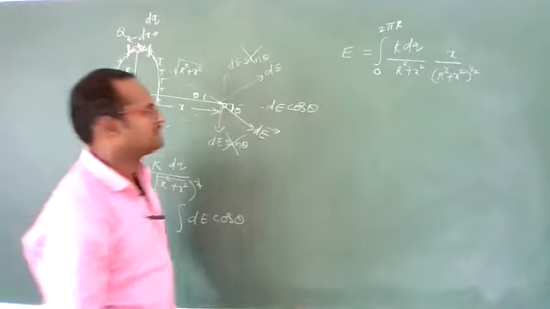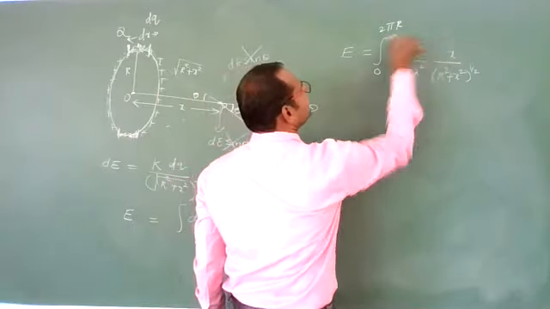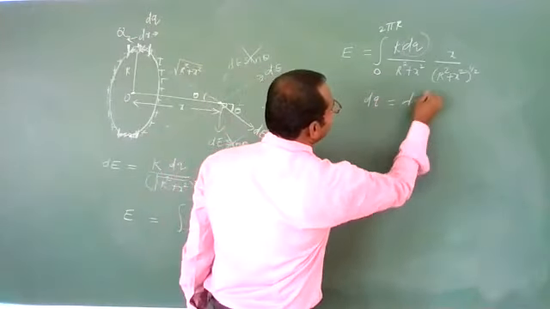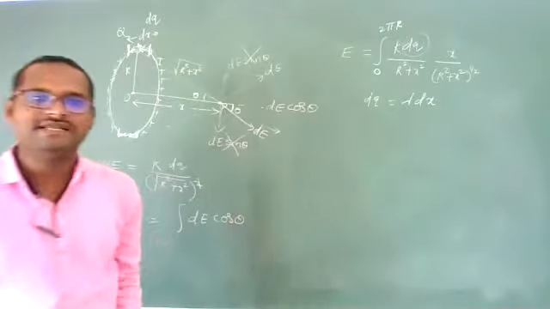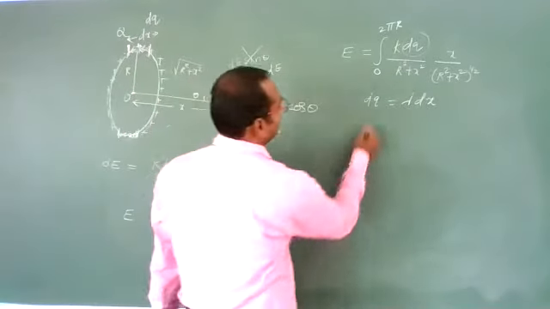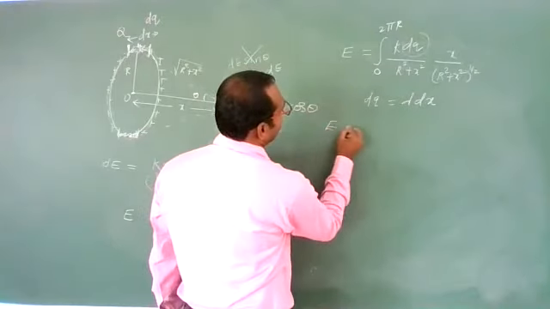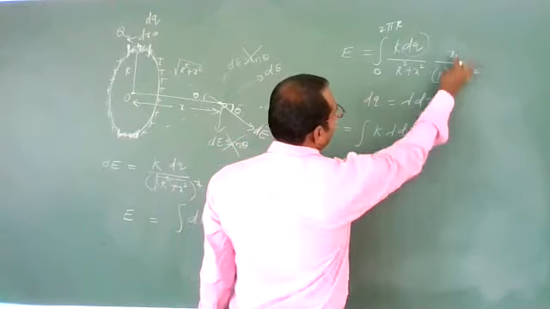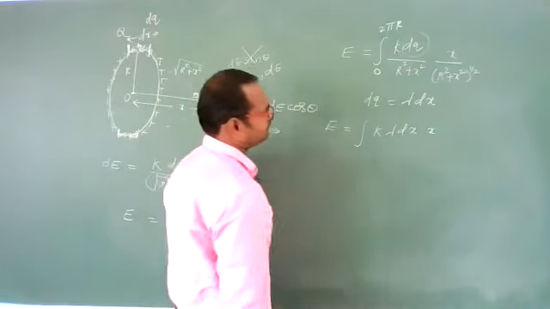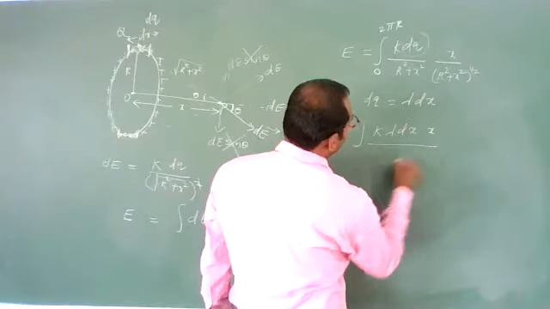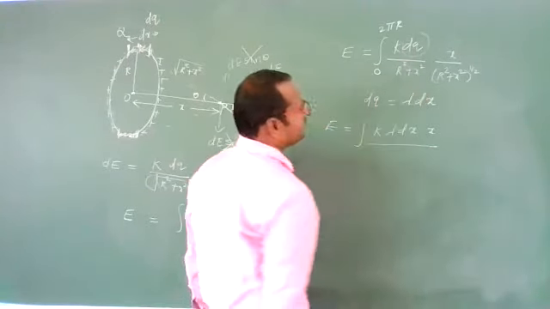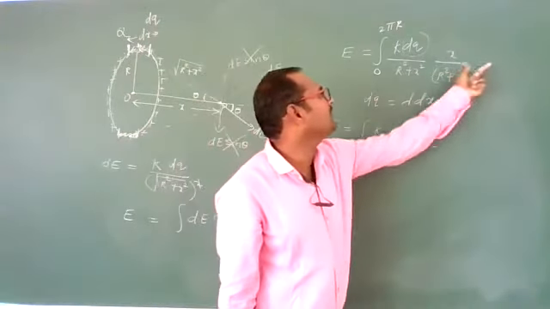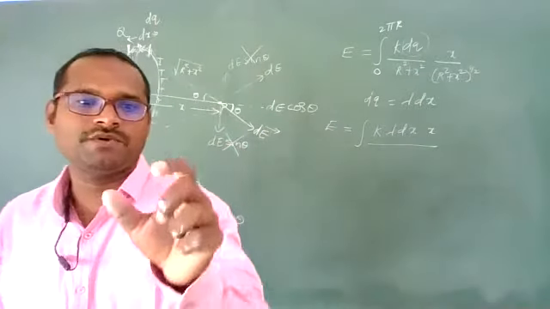Clear, students? Yes. Now the question will arise: what is dq here? You know, dq is equal to lambda into dx. Lambda value is q by 2 pi r. So let us substitute. E is equal to the integration of k lambda dx into x divided by (r square plus x square) into (r square plus x square) whole power 1 by 2. This is 1, it is power 1 by 2. You will get (r square plus x square) whole power 3 by 2.